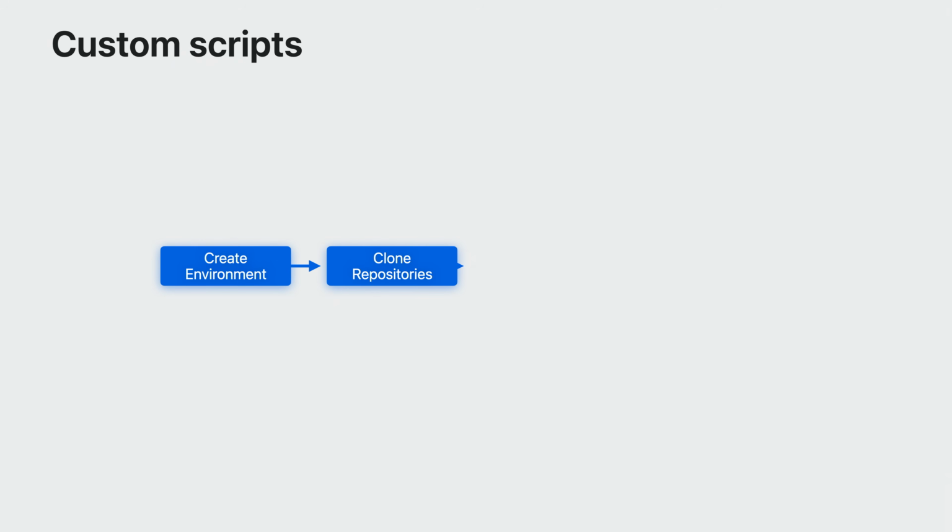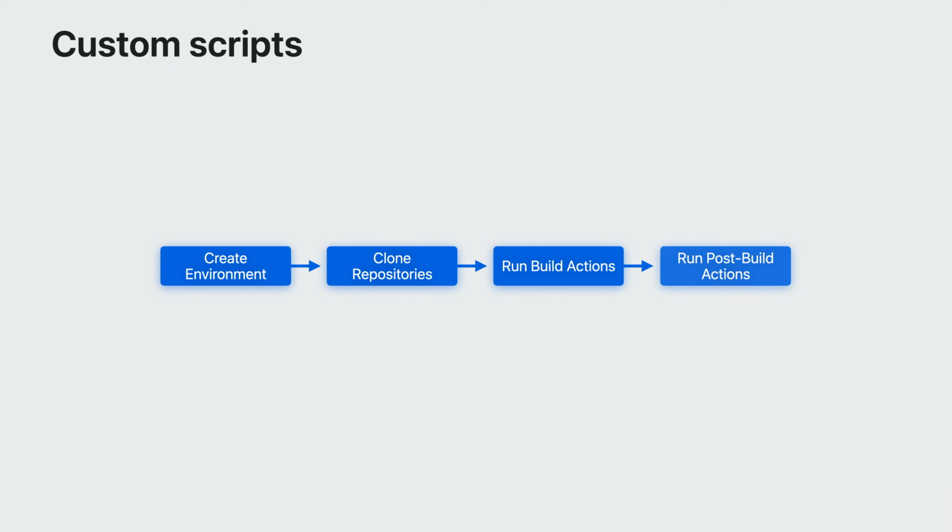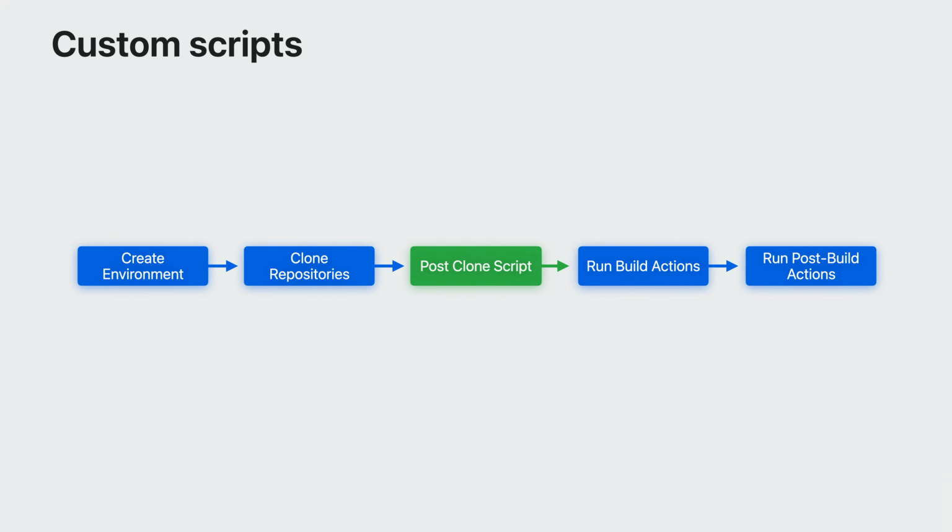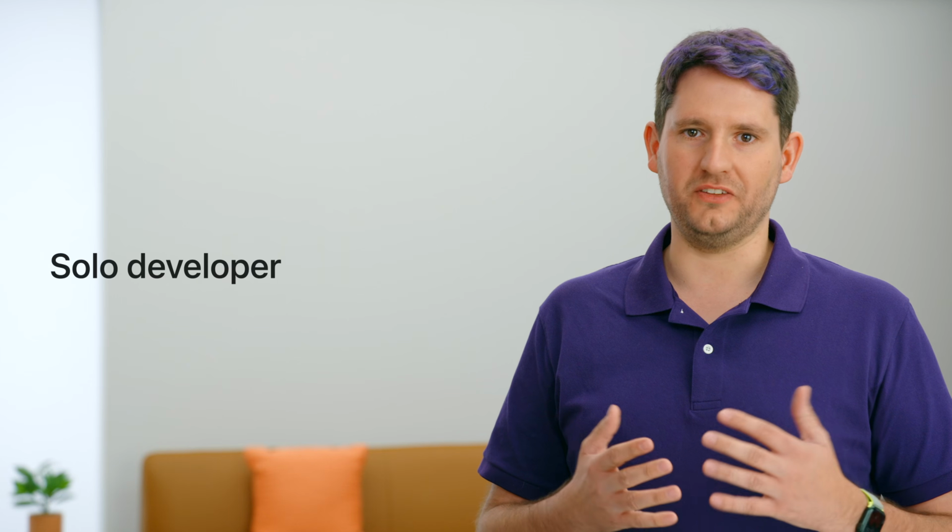Custom build scripts provide a way to run additional actions at specific points of an Xcode Cloud build. In this example, the post-clone script is run after all the source code has been cloned into the temporary build environment. We'll see another example of a custom script in a later case study. And that is the solo developer's workflow ready to go.